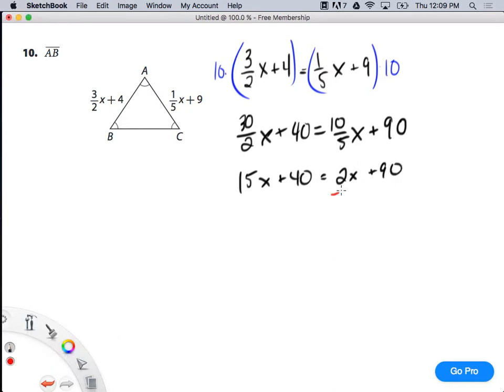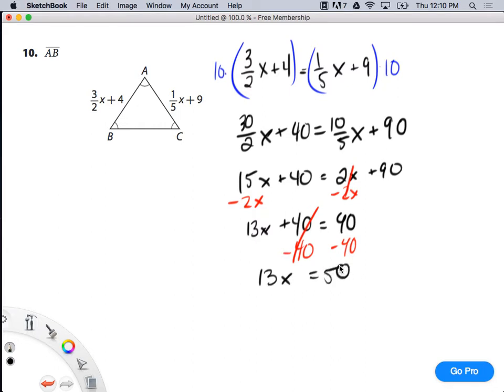Now I solve for x by subtracting 2x from both sides. I get 13x plus 40 equals 90. Subtract 40 from both sides, and I get, interestingly, 13x equals 50. I say interestingly because when I divide both sides by 13, it's quite clear that there is no simplifying there. My answer is simply 50 over 13. So that's x. x is 50 over 13.